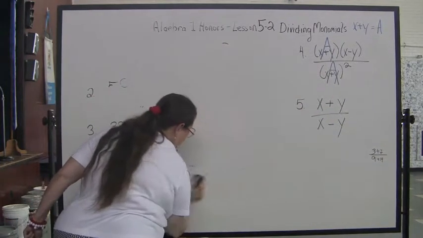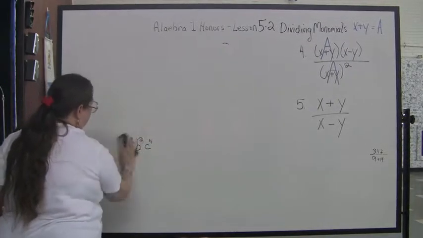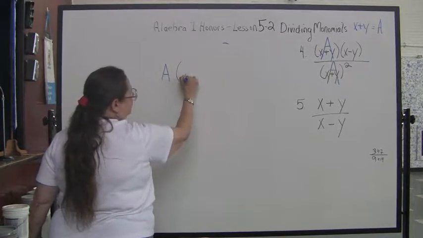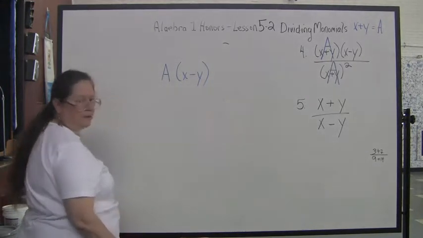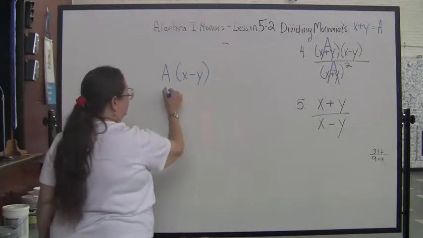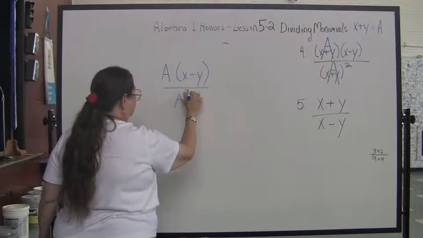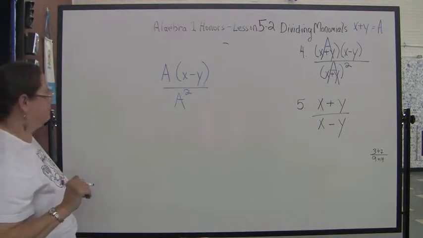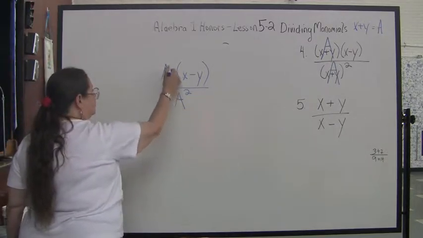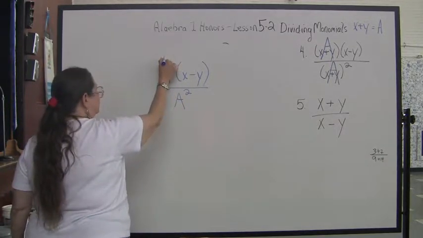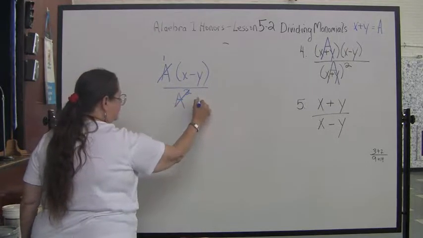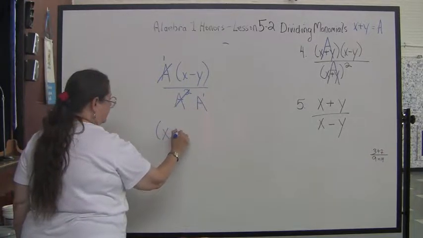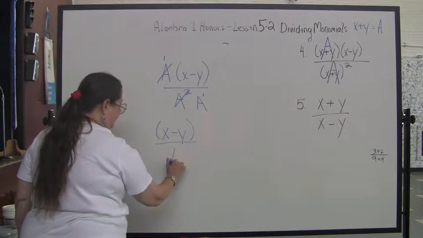I can write it, and maybe I can see it a little bit simpler. Okay? Now I have A times x minus y, and that's an x minus y, not an x plus y. So it's not represented by an A. And then on the bottom I have A squared. Now we can see I've got an A on the top and 2 A's on the bottom. Right, A times A. So one of them here will cancel, and down here I'll be left with 1 A on the bottom. And my answer would be x minus y over A.